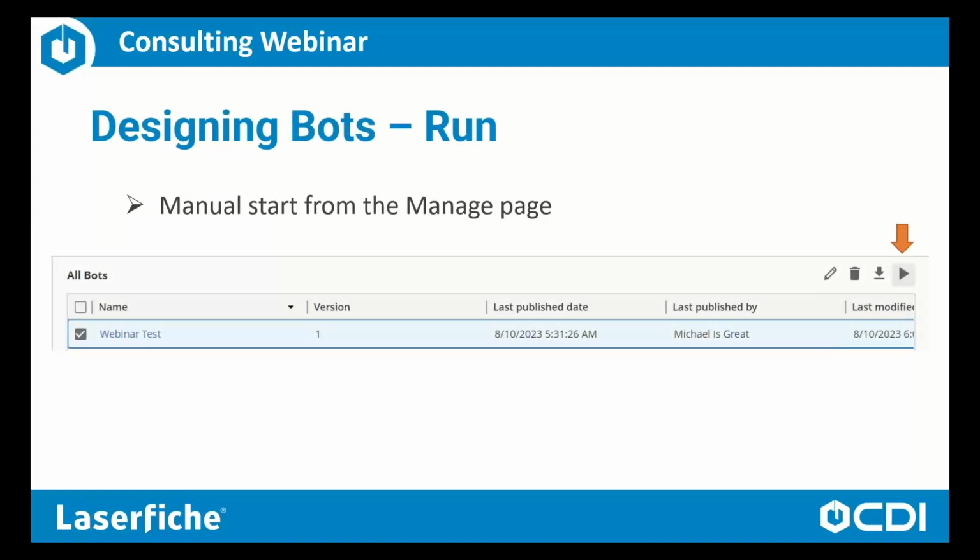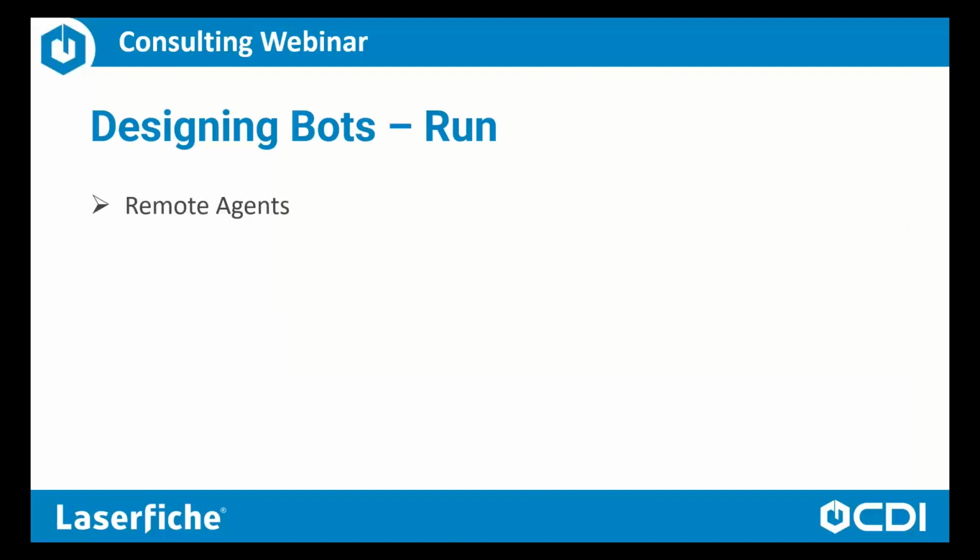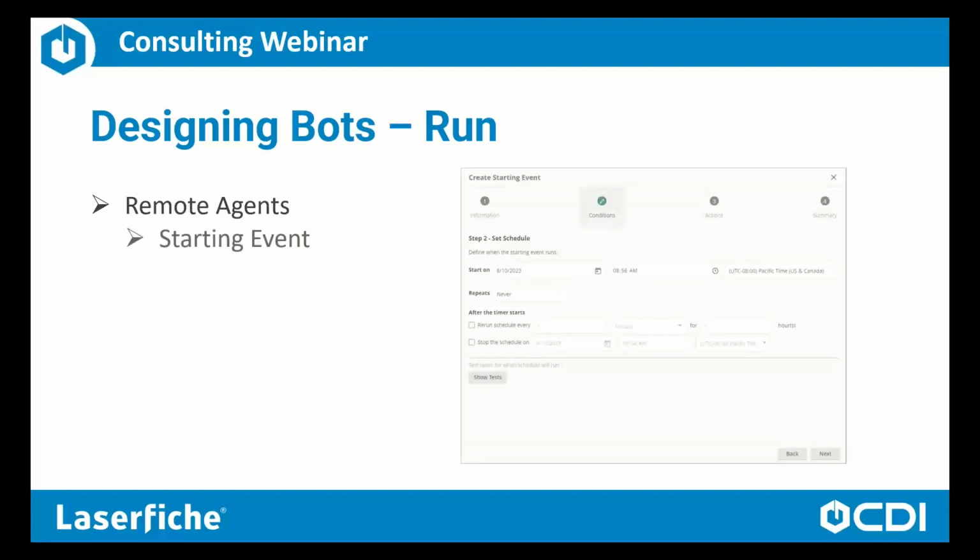After we have our design of our bot completed and we publish our bot, we can then manually start the bot from the manage page of the Laserfiche bot area. We can also use remote agents in order to run our bots automatically. Configuring of remote agents is a little bit out of the scope for today's webinar, but if you do need assistance, please let us know and we are happy to help. When we have remote agents installed and configured, we can schedule a starting event. So we can set this bot to run on a certain date and time and repeat every day, month, quarter, whatever our schedule may be.